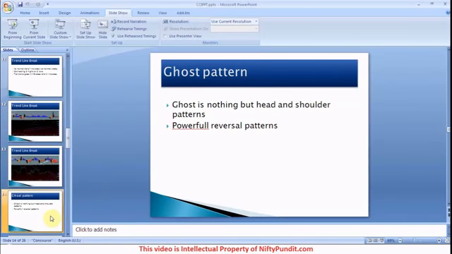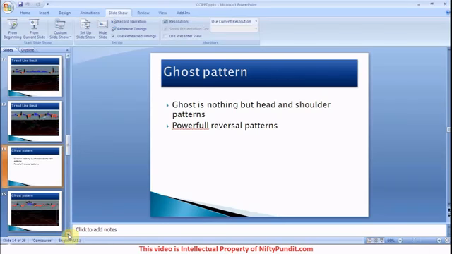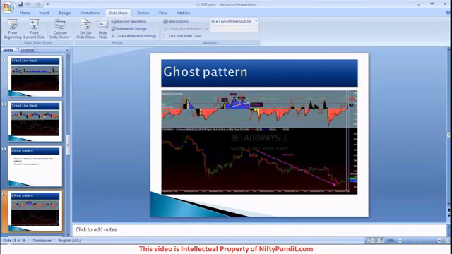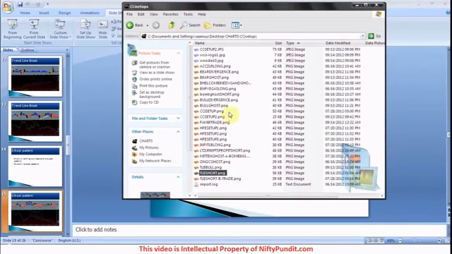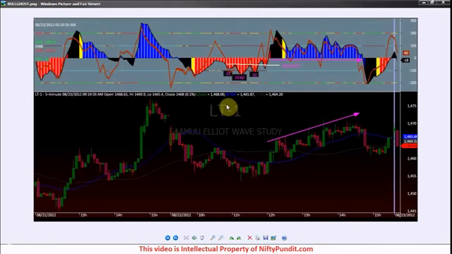My favorite, ghost pattern. We are already familiar with the head and shoulder pattern. This we call powerful reversal patterns, which appear at any place. Let's see one more example. See, this is shoulder 1, head and shoulder 2. And how to trade with this?